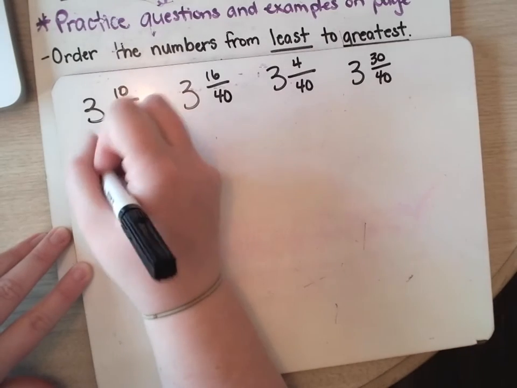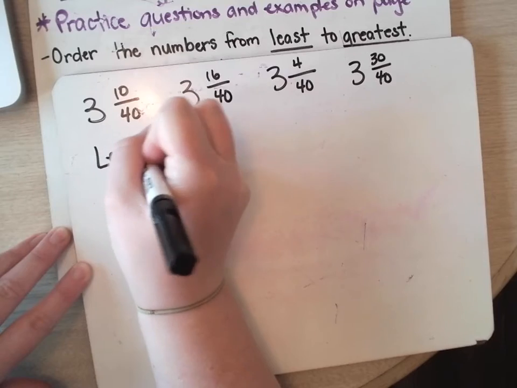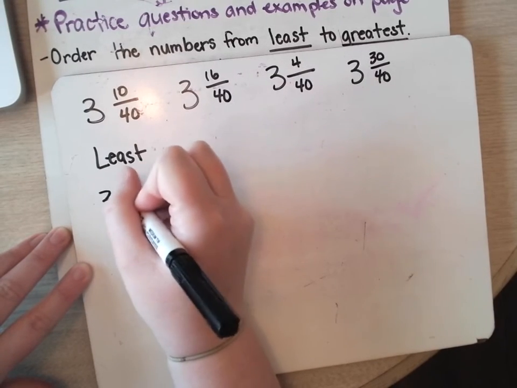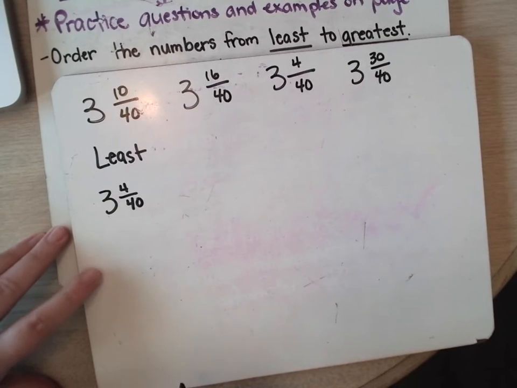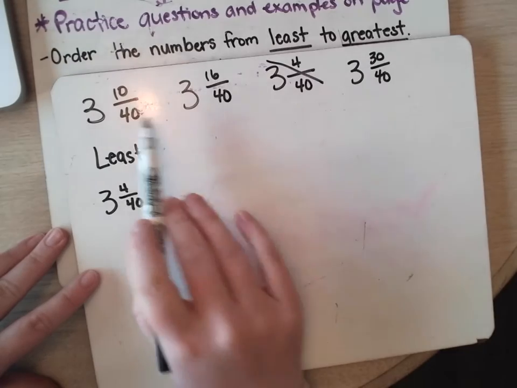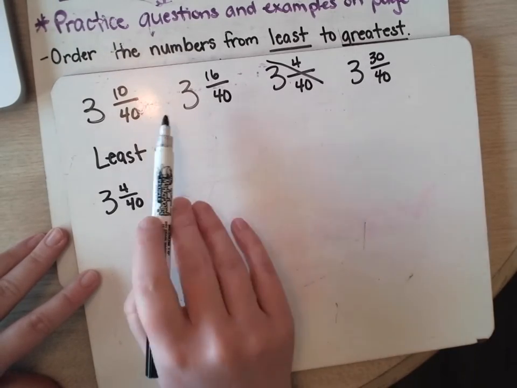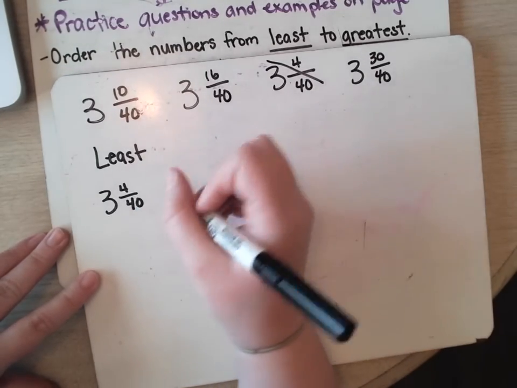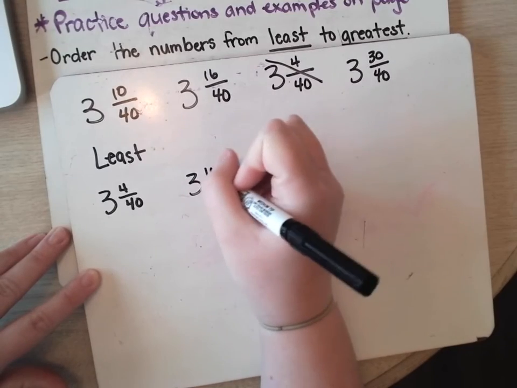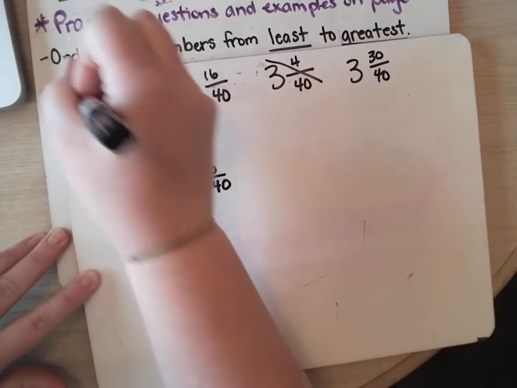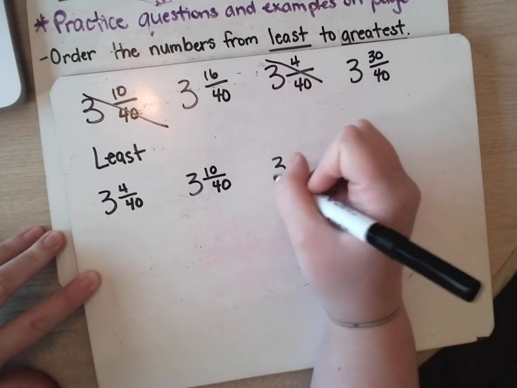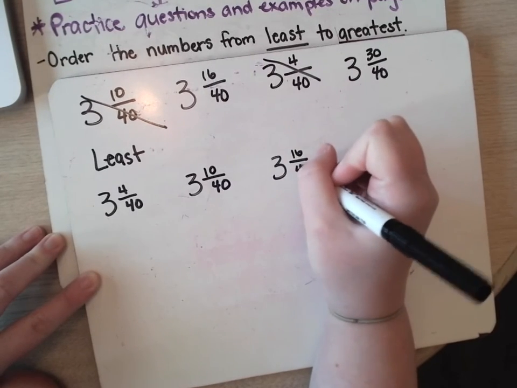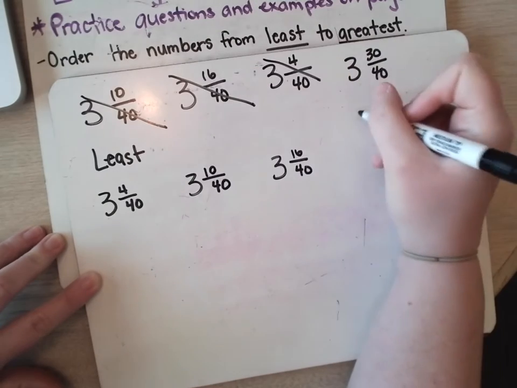So 3 and 4/40 is going to be my smallest fraction. I'm going to go ahead and cross that off my list. My next one, look at your numerators, will be 3 and 10/40. I'm going to cross that off my list. Your third one is 3 and 16/40. I can cross that off my list.